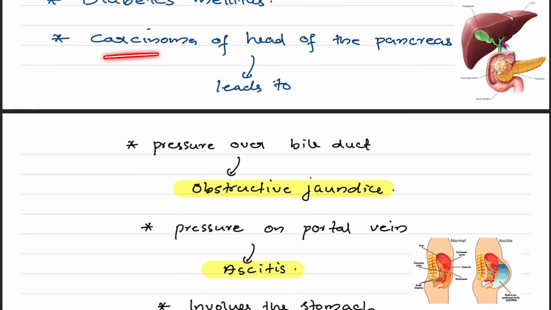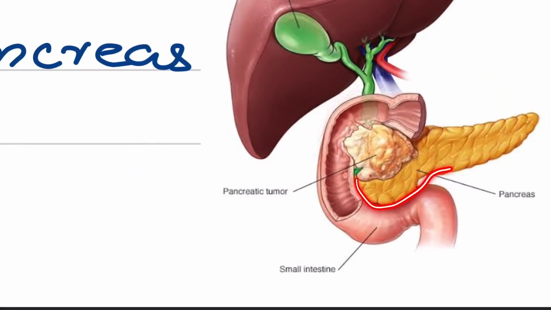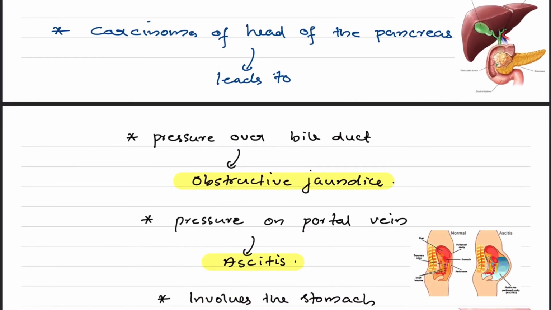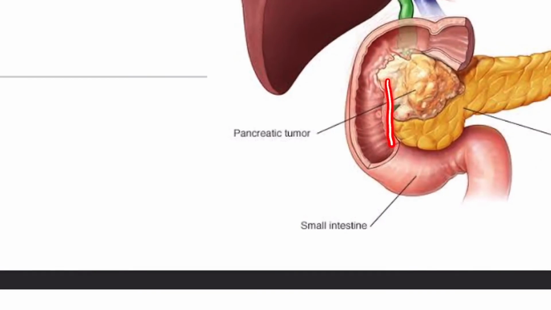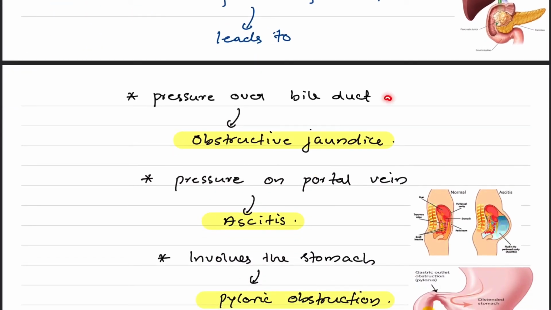Next, the carcinoma of the head of pancreas. Okay, see, this is our pancreas. This is the carcinoma of head of pancreas. So what can happen? It can lead to pressure over the bile duct. See, this is the second part of duodenum. Bile duct is coming like here. So if a cancer is here, it can compress the bile duct. So what happens? Pressure over the bile duct leads to obstructive jaundice.